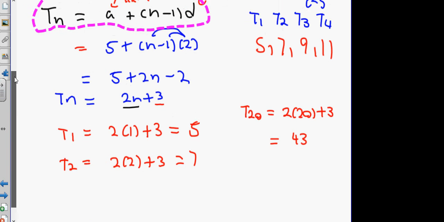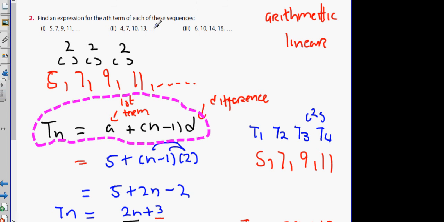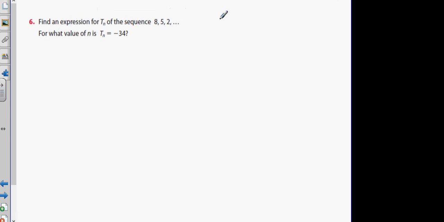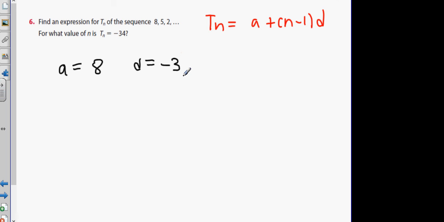Alright. Let's try another one of these. 2 and 3 are the same. Okay, I'm going to do number 6 now. Once again, the first thing I want you to write down every time is the Tn formula. Tn is a plus n minus 1 times d. First of all, what is the a value in this question? 8. What is the d value? Minus 3. A is 8, d is minus 3.